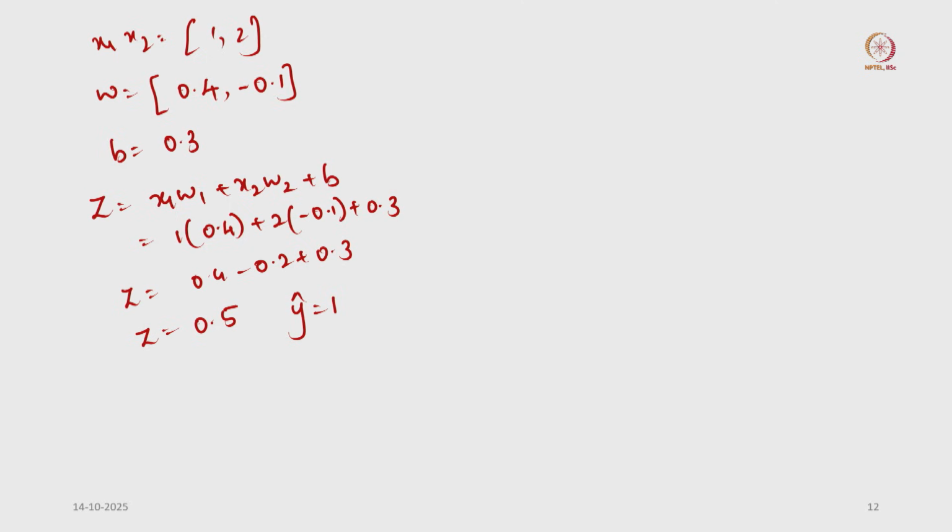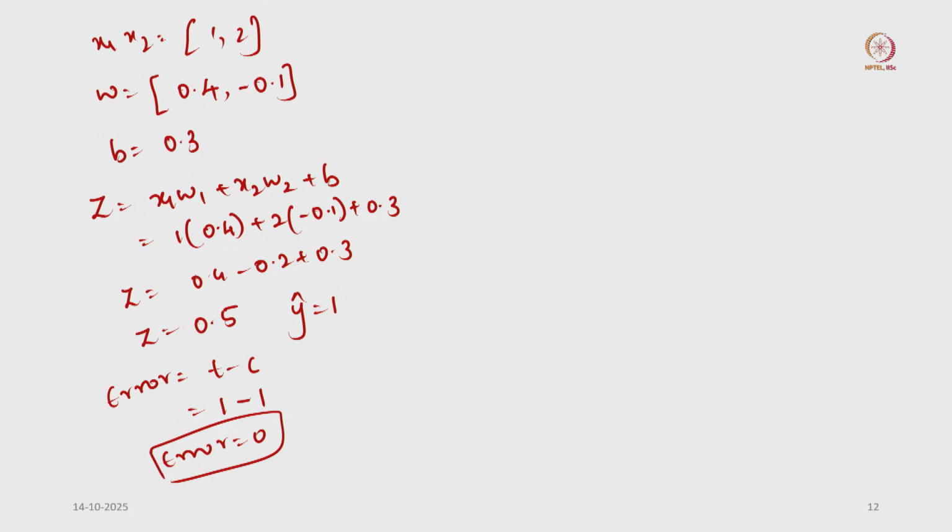So, now you will calculate the error. What is the error? The error is target minus computed. Target value is 1, computed value is 1. So, the error value we got is 0. When the error value is 0, that means the weights that you have taken are the correct weights. Therefore, the correct parameters are the w values 0.4 and minus 0.1, and the bias value is 0.3.